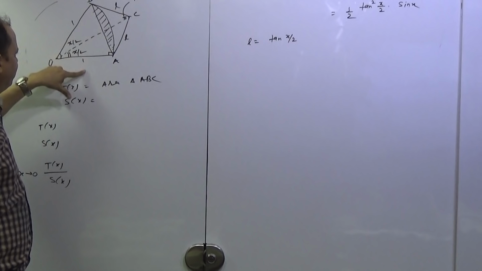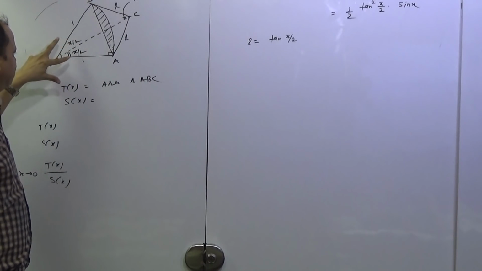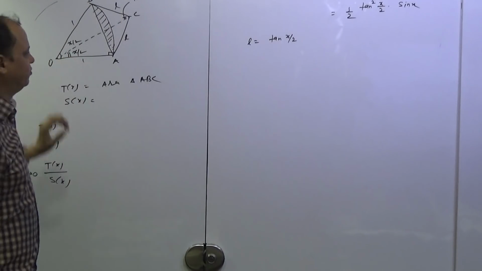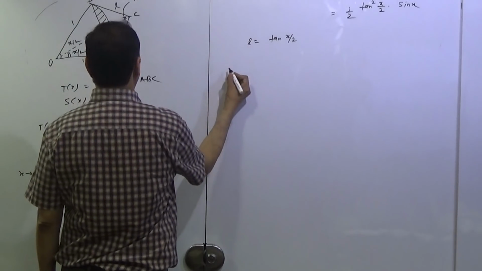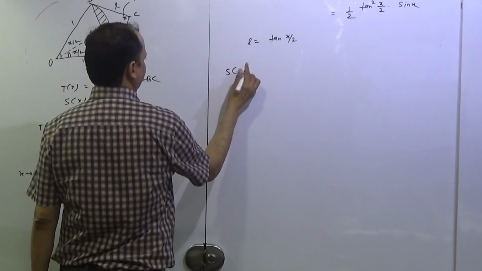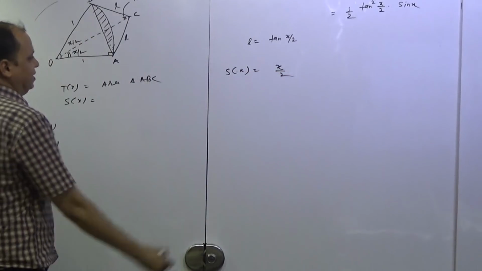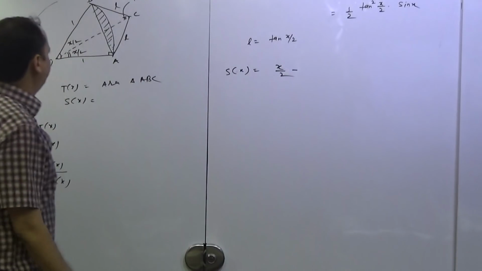R square is 1. Theta means this x by 2. So the area of the sector is coming out to be x by 2. Shaded region area, S of x, I am writing. S of x is equal to x by 2, minus the area of this triangle.